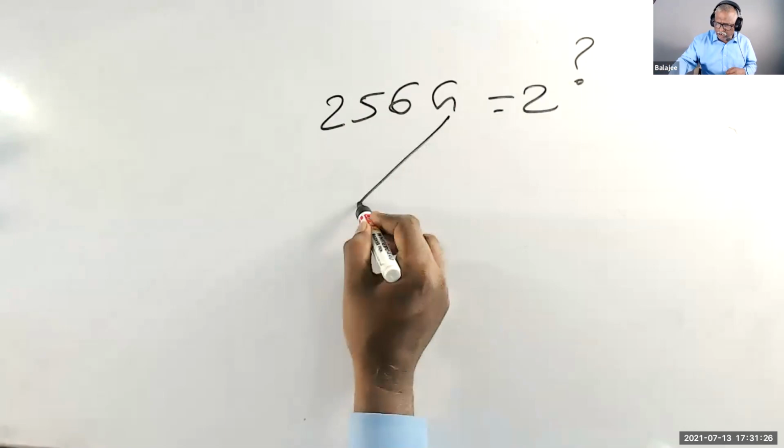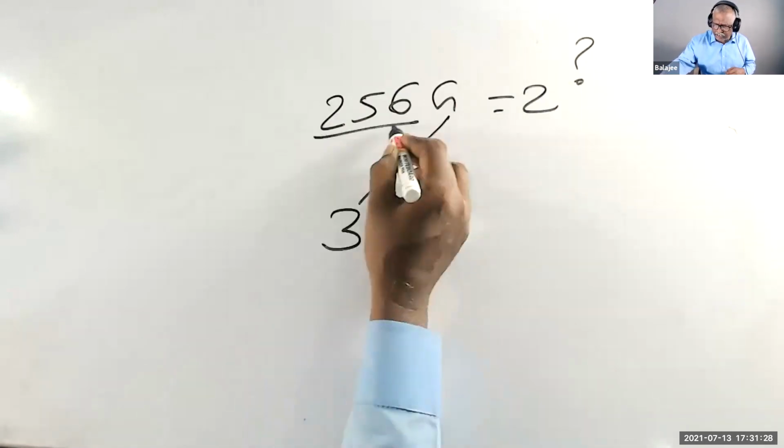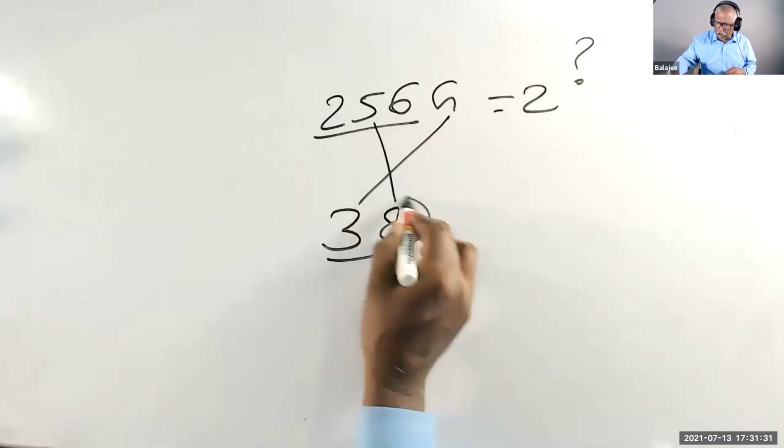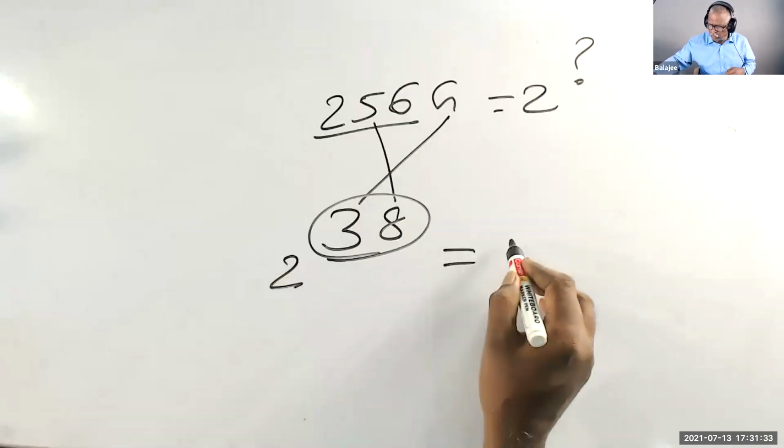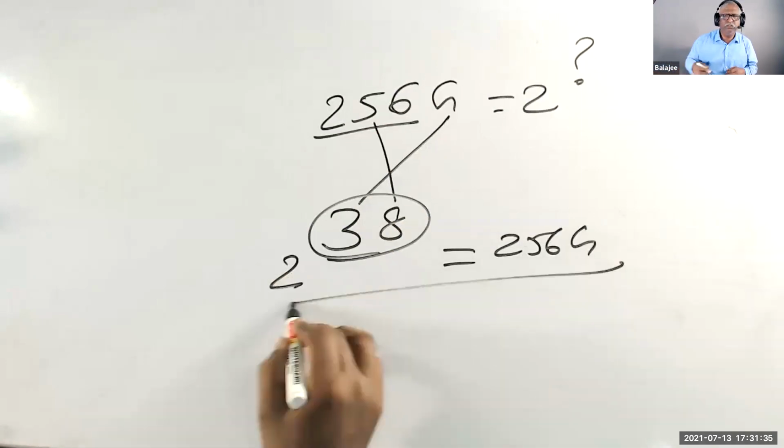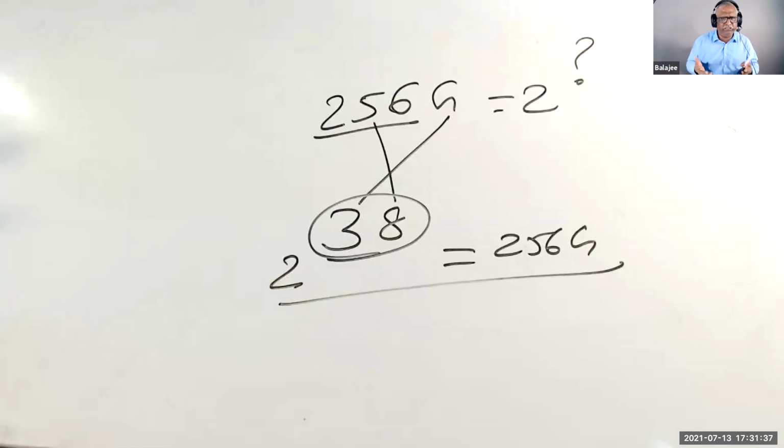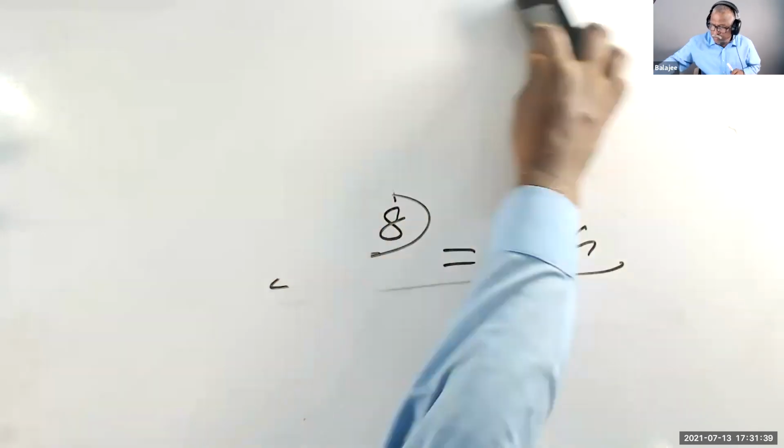Gig means 30. 256 is 2 power 8, so 2 power 38 is 256 gig. You don't need any great mathematics, no calculator, nothing. But you will be surprised how this is going to be helpful to you.